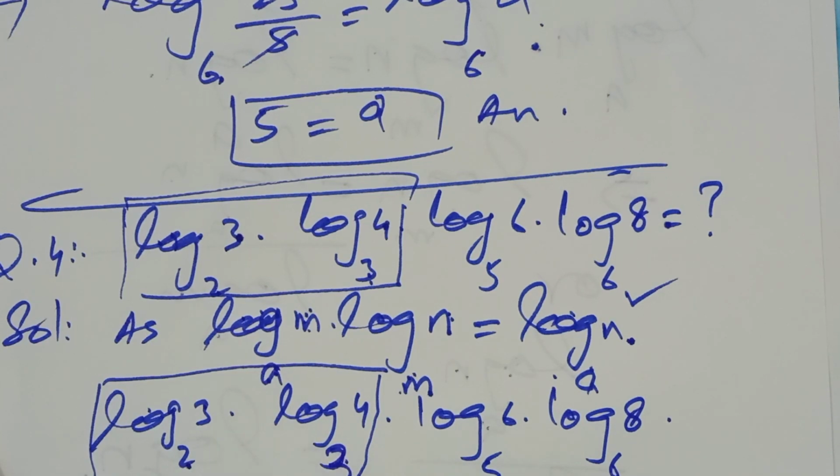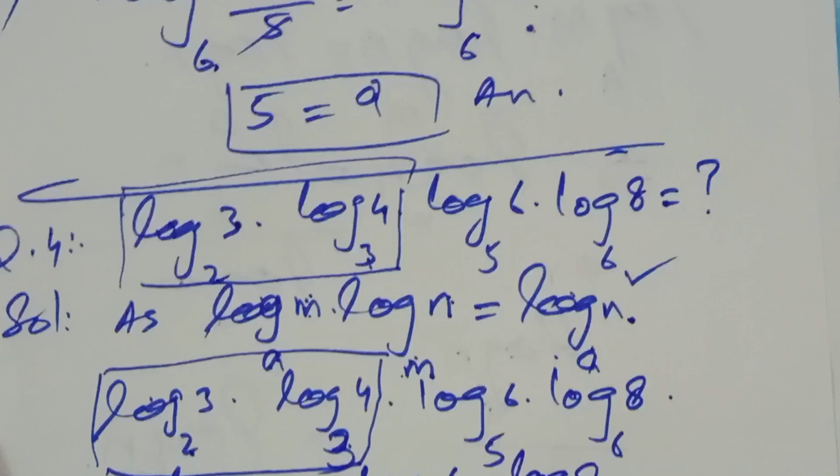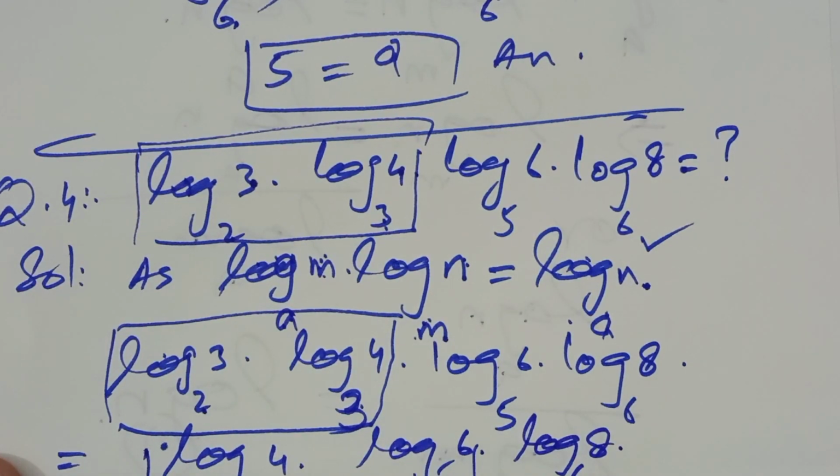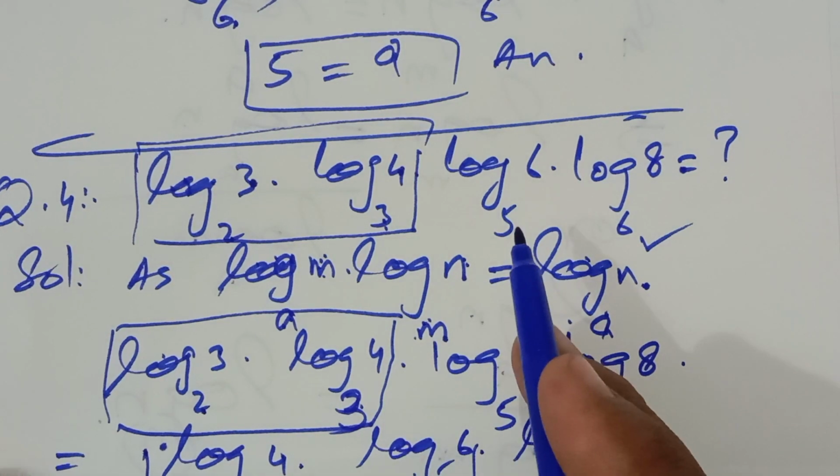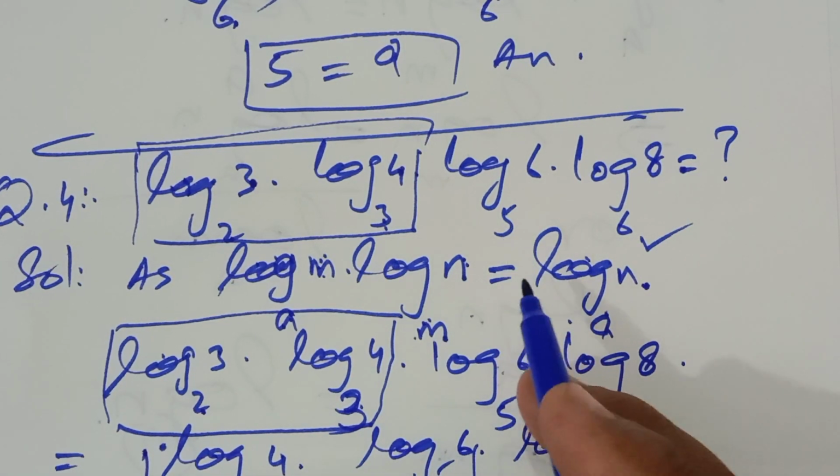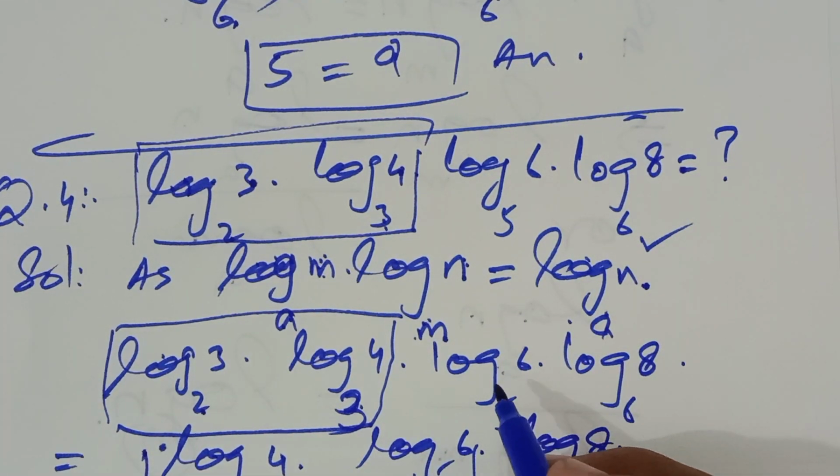So they become single, like this: log with base 2 of 4, and the third term, multiplied by log with base 5 of 6, and log with base 6 of 8. So in the next step, again apply log with base 2 of 4 and 4.